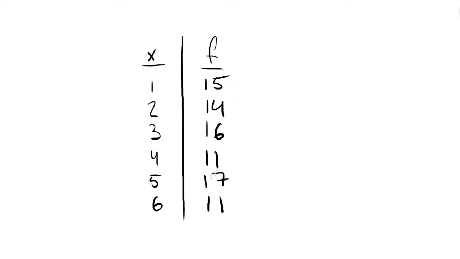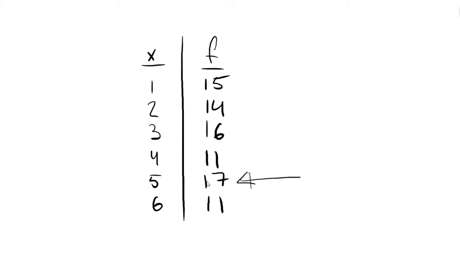And we'll see here, well, we have 15, 14, 16, and so on. And the mode is the X that has the highest frequency. So, if we look here, what is the highest number? Well, the highest number here is 17. So the mode in this case will be 5, because we have 17 fives.